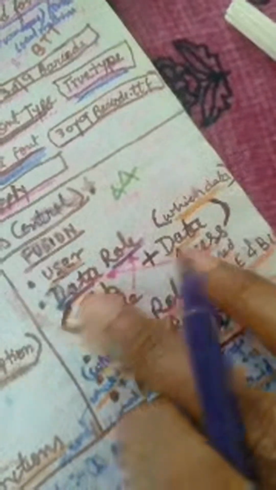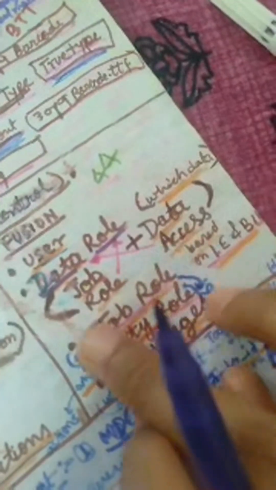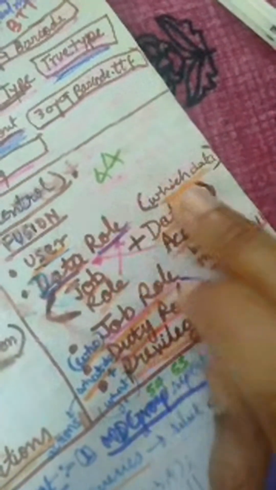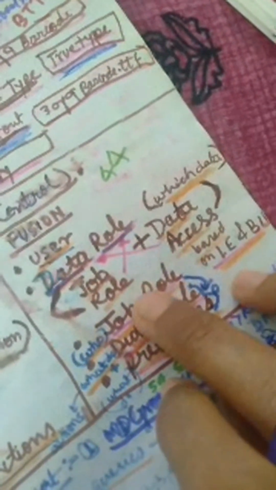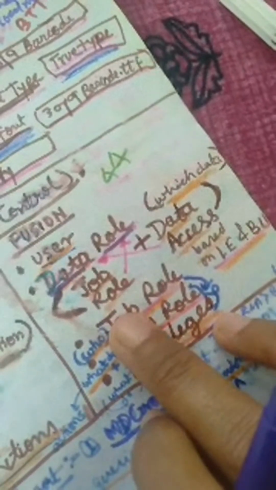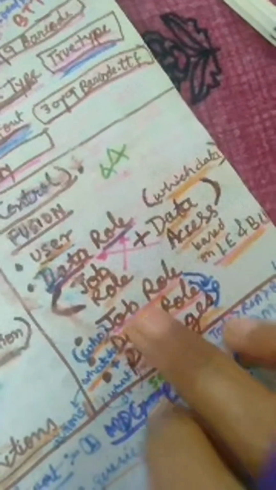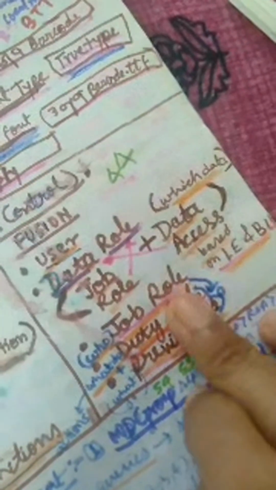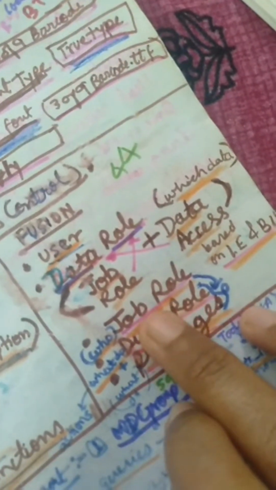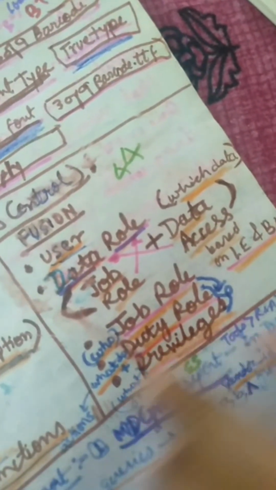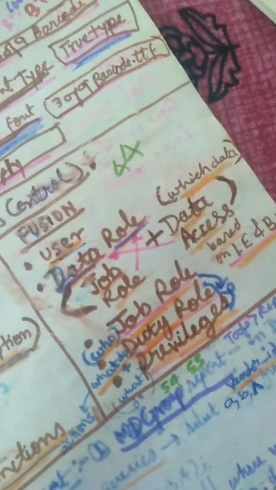The next one is the role. We have discussed this in the previous ones. The data role is made up of job role and data access: which data is being accessed, and who is performing the job role. In the job role examples, it shows who is performing the job. Then again, a job role is made from duty roles and privileges. A duty role is what is being done, or what the duties are, and privileges are what privileges are being given to certain users.